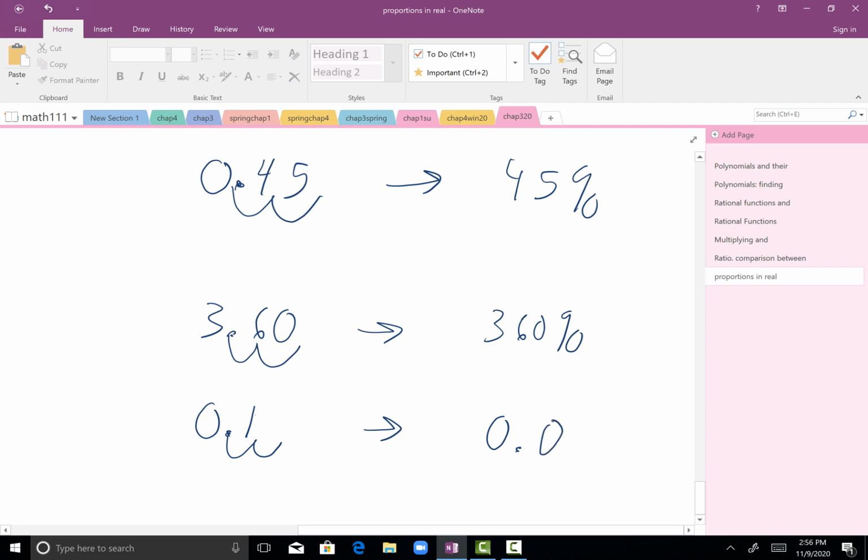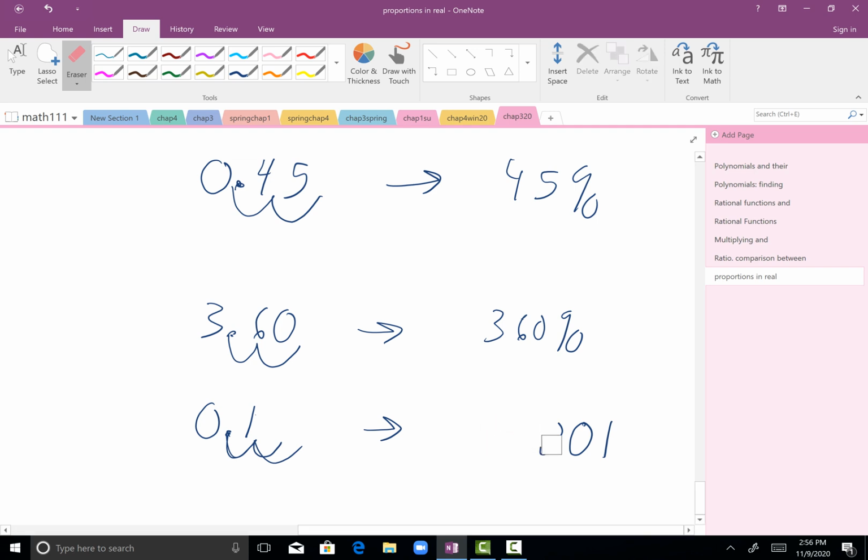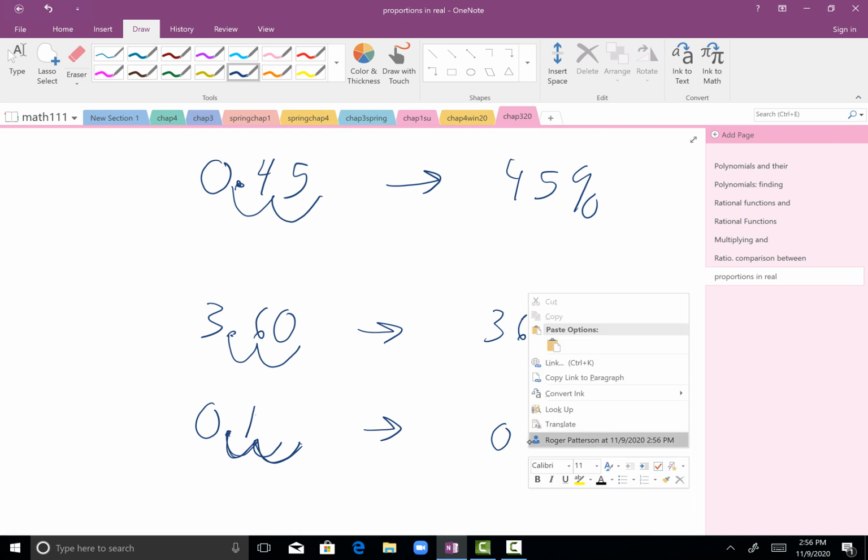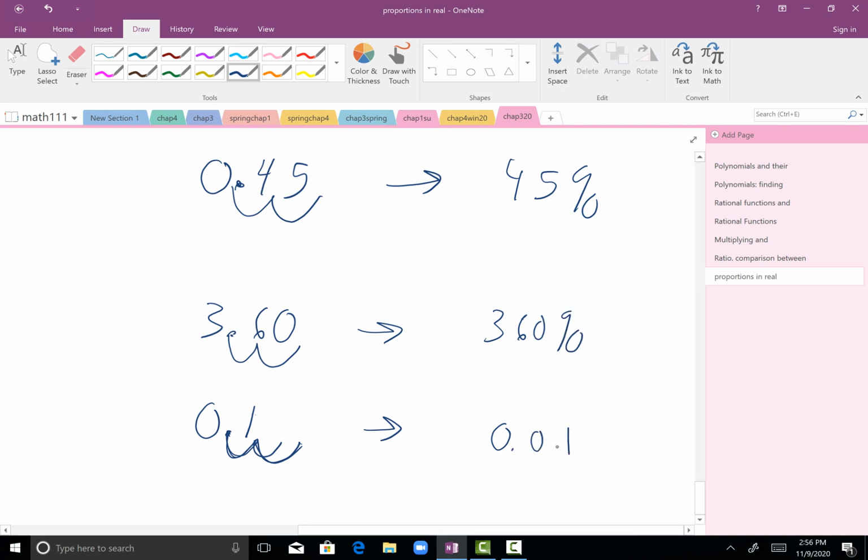So 0.001, 1, 2, it was right here. Ooh, I think I moved it in the wrong spot. Hang on, let me try that again here. 1, 2. So I got 0.001. Should be another 0 there because that would move it twice right there. And it'd be 0.1. So that's where it should be.